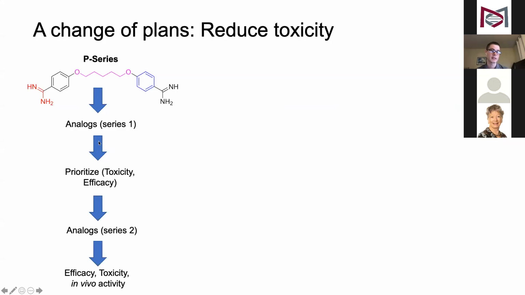We went back to our Series 1 analogs and we prioritized those which had low levels of toxicity and efficacy that seemed in the range of what we'd observed with pentamidine. We then once again developed new analogs based on these prioritized leads and conducted our efficacy, tox, and then in vivo activity assays.